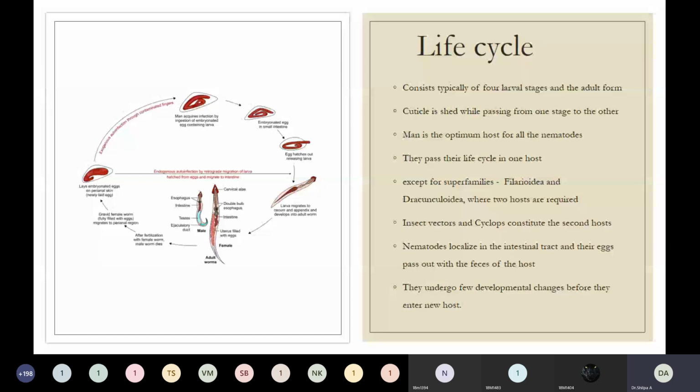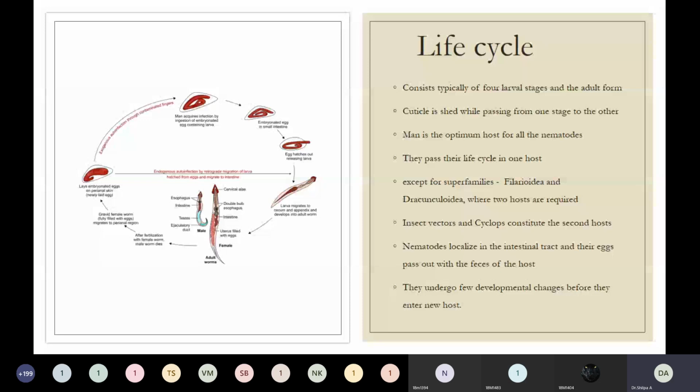So now coming to the life cycle. The life cycle in nematodes consists typically of four larval stages. It will have four larval stages and one adult form. So when the larva passes from one stage to another stage, it will shed its cuticle in each step.